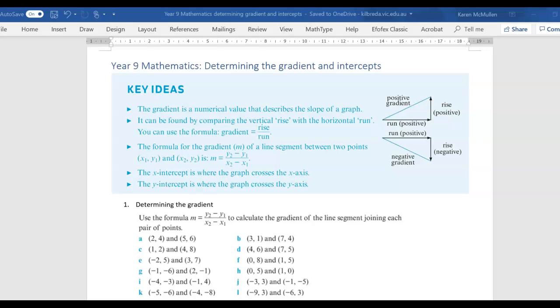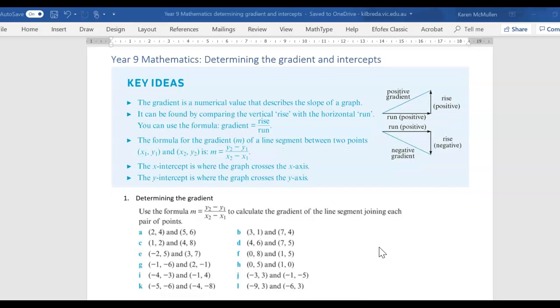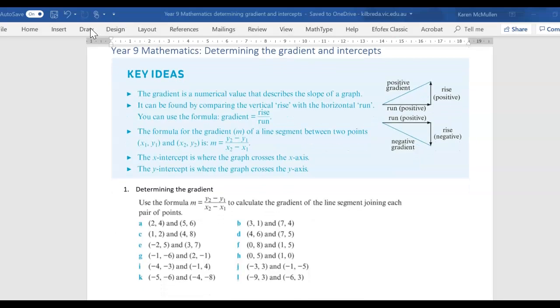Hi everyone, in this video we're going to go through determining the gradient and the intercepts. So we've already covered the formula y equals mx plus c, and we know that m is the gradient and c is the y-intercept. But there's other ways of finding the gradient and also ways of finding both your x and your y-intercept. So first of all, we're going to go through determining the gradient.